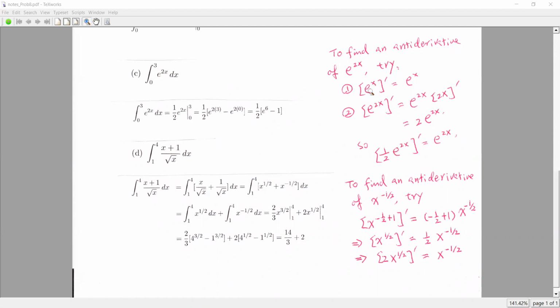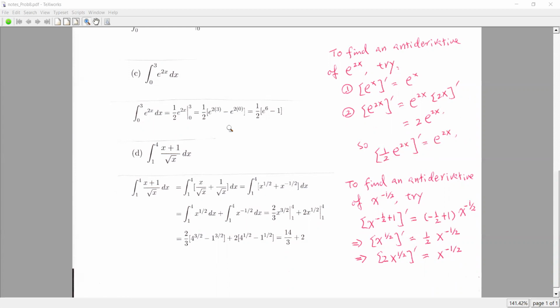The first try, I try the function e to x. The derivative of e to x is e to x. Then second try, I try e to 2x. The derivative of e to 2x by the chain rule is 2 times e to 2x. Now I move the number 2 to the left side, then I have this equation. This equation says that this function is an anti-derivative of this function.